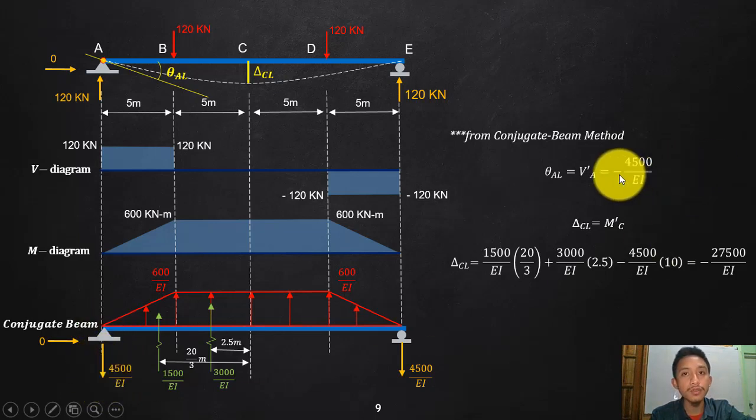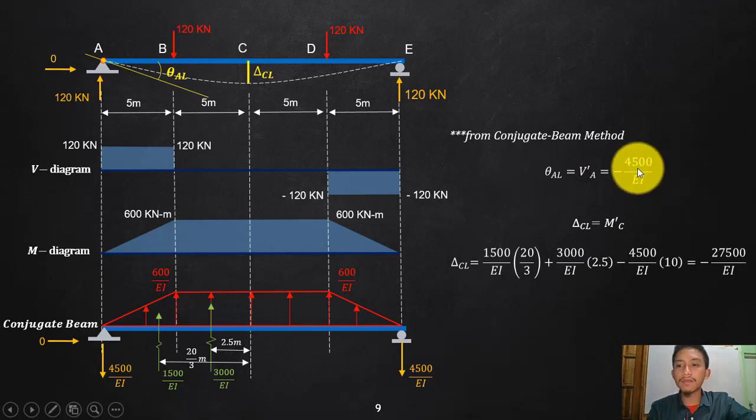So I should consider, which is true again. It should be a negative shear because in the beam that we are investigating, that is a counterclockwise, isn't it? That is what I'm saying. So that is a negative rotation, which is negative 4,500 over EI.